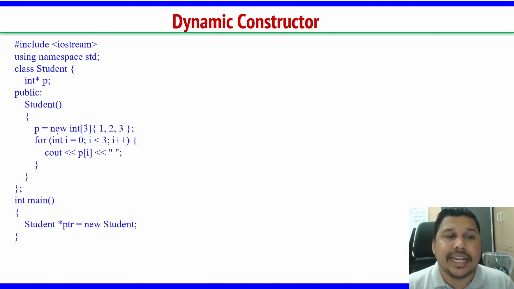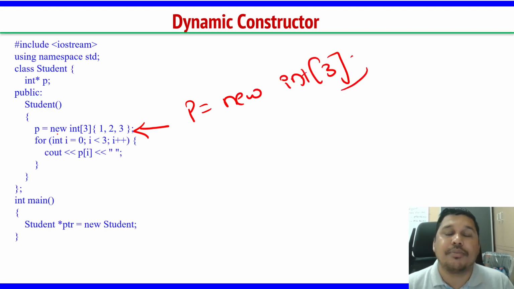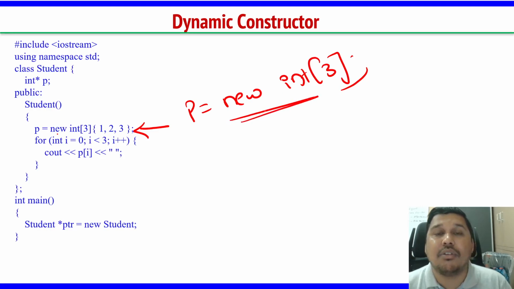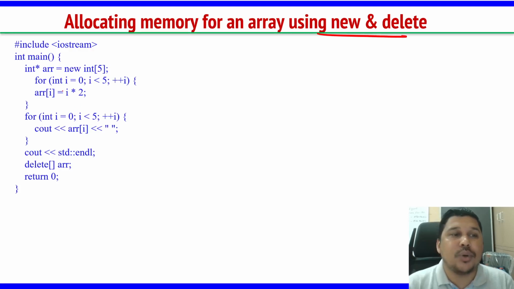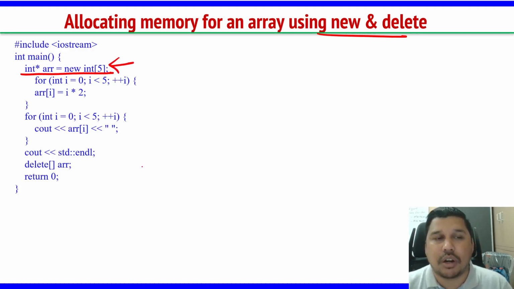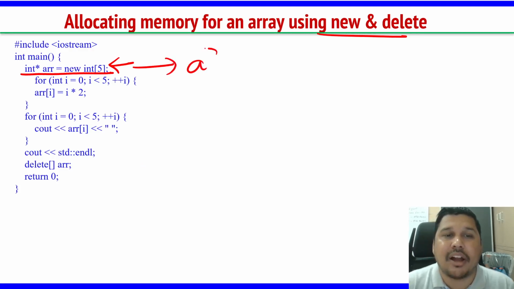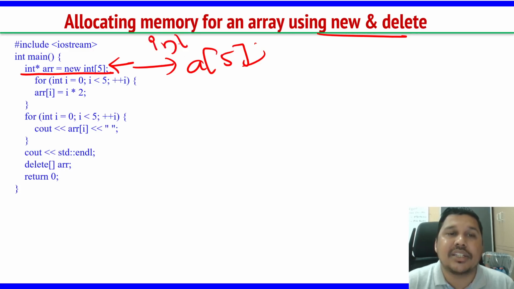P equal to new int of 3. Again, this is one new statement for you. Generally we can write it like this, new int of 3. So what does it mean? It is dynamically creating an array of 3 integers. We studied that yesterday, right? See, allocating memory for an array using new. What are we doing here? int star arr equal to new int of 5. I am creating an array of size 5. This statement is equal to writing int a of 5.